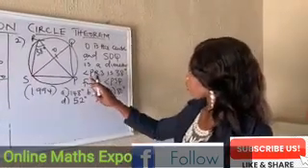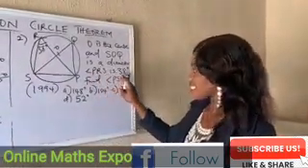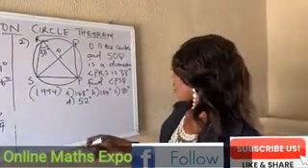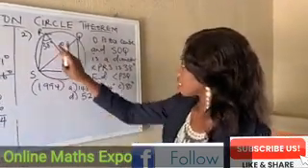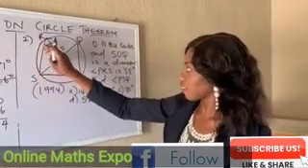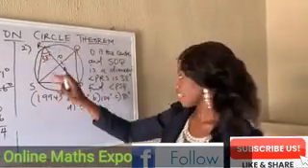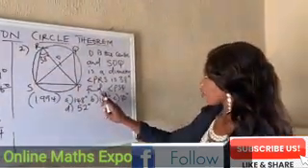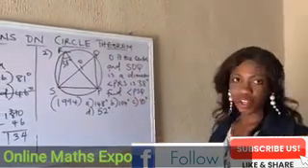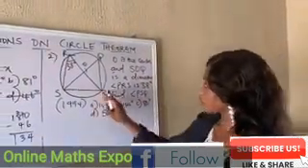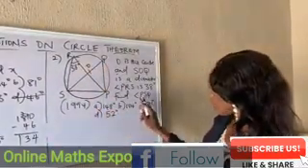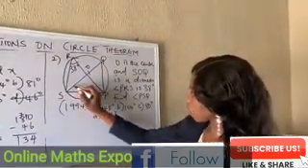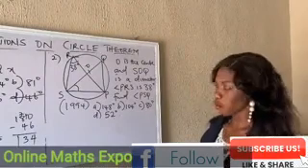We are told that angle PRS is 38 degrees. Where is angle PRS? This is P, this is R, this is S. So the angle at R is 38 degrees. We are asked to find angle PSQ. How do we get angle PSQ? PSQ means you are looking for this angle here. So what do we do?